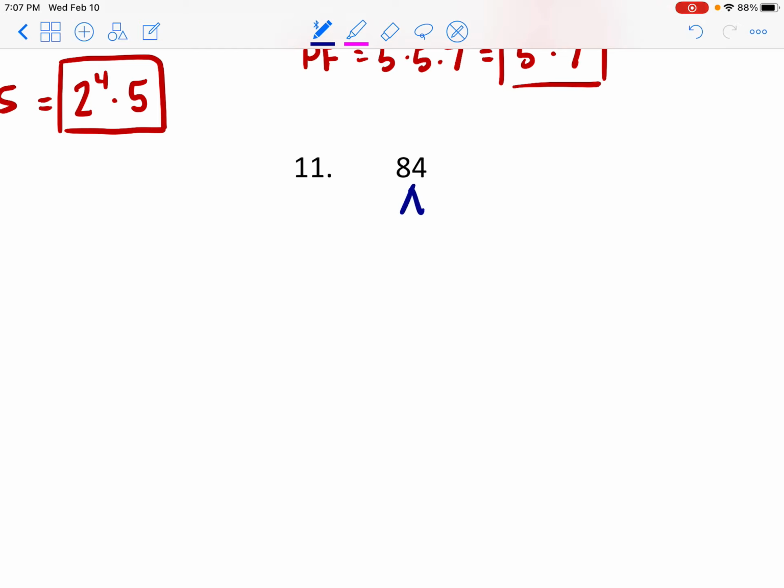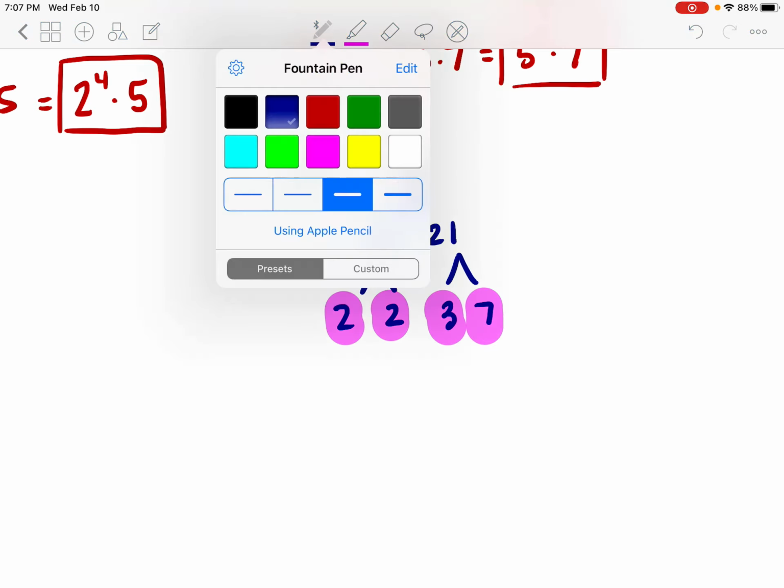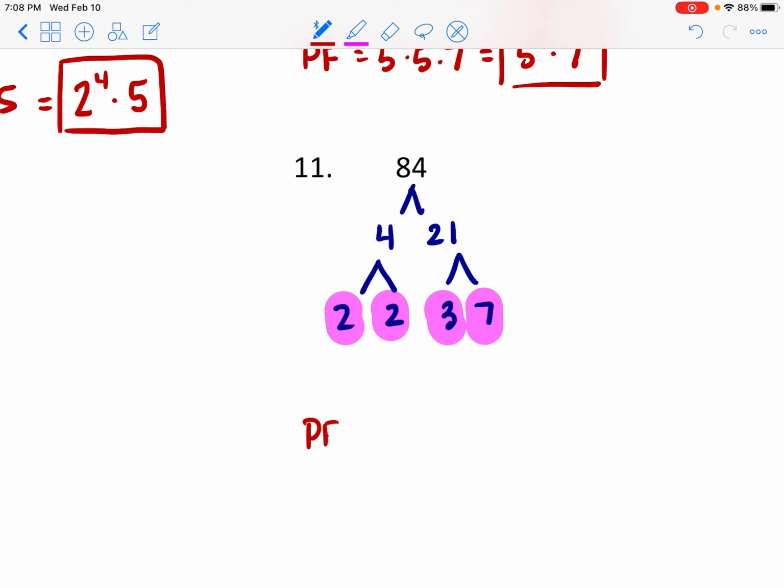Let's see, I know 4 is going to go in. I know 2 is going to go in because it's even. So whatever's jumping out at you, let's say you use 4. 4 is going to go in 21 times, and these are both composite. So 4 I can break down again. 4 is 2 times 2, and that's going to be the end of those branches. But 21 we can say is 3 times 7, and those are primes. That's the end of that. So our prime factorization here is 2 times 2 times 3 times 7, or again, using our exponential notation, it's 2 squared times 3 times 7.